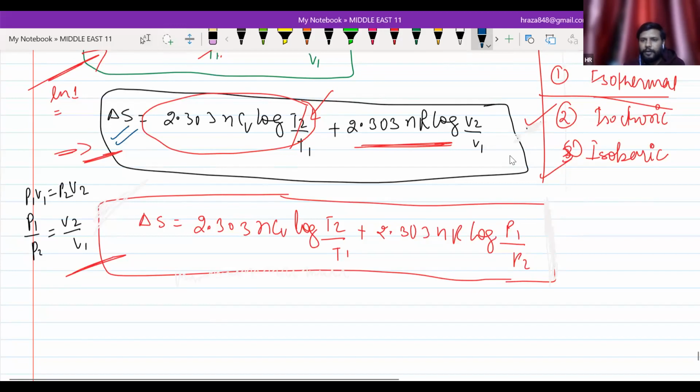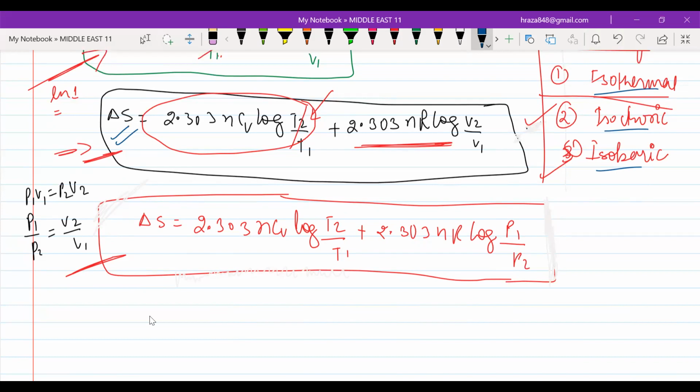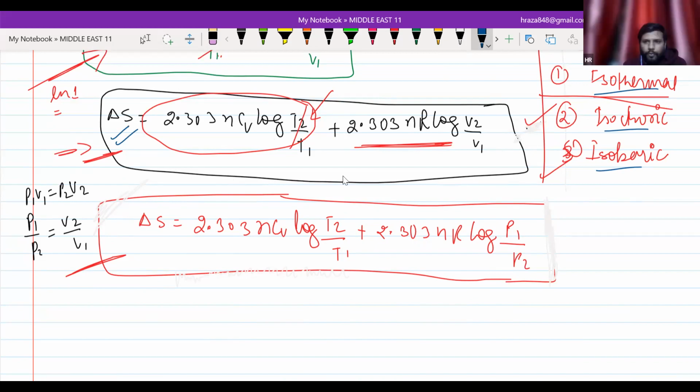I have given you delta S for isothermal, isochoric, and isobaric. Krishna, Saif, and yes, sir. Arslan, have you completed it? Yes, sir. Okay, what will be the formula of isothermal for delta S?